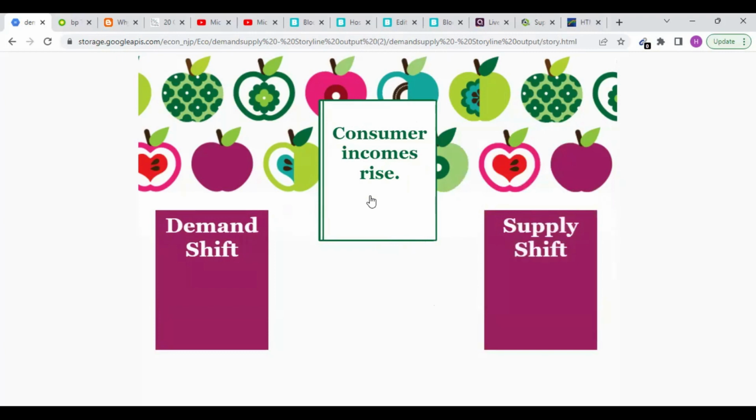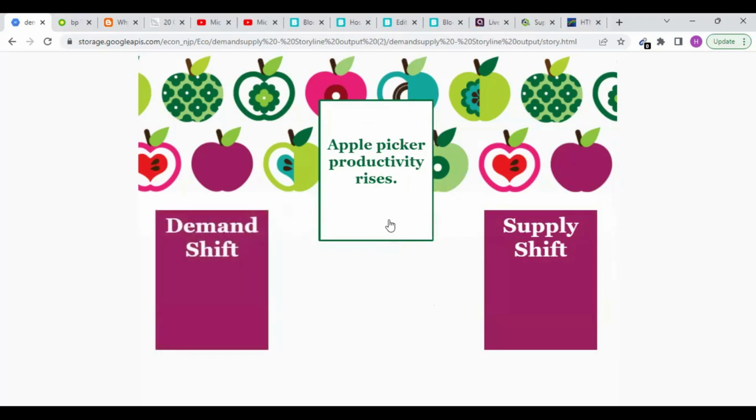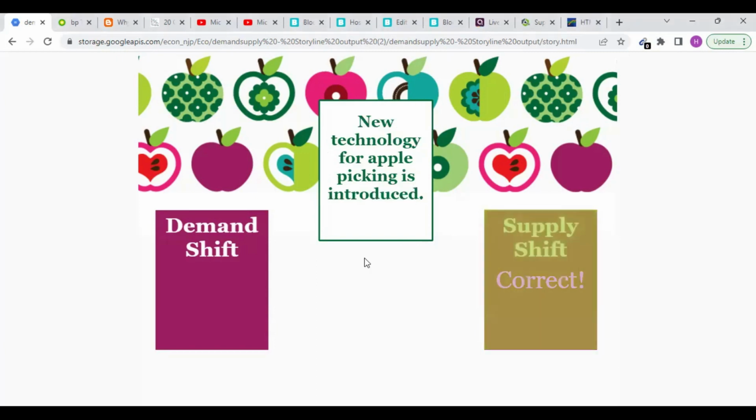Then consumer incomes rise. What would this cause? Yeah, that's great. And apple picker productivity rises. What would this cause? Yeah, that's great. And then wages rise for apple pickers. What would this cause? That's great. New technology for apple picking is introduced. What would this cause?